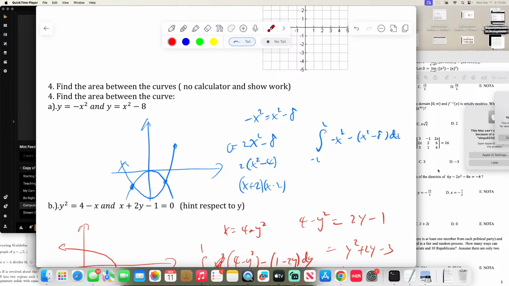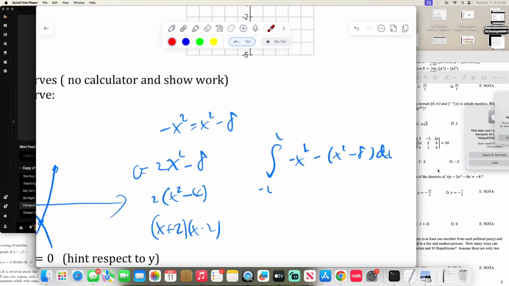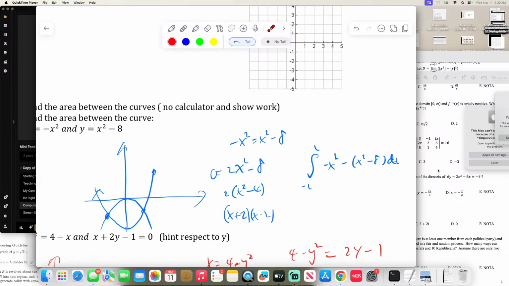I just feel really sad, but hopefully that's not one of my students. You've got to be able to do the simple integral, and you have to be able to subtract one thing from the other thing. But this is a setup anyway. So how do I set up? I set two equations equal to each other. I find the intersection, -2 and +2.